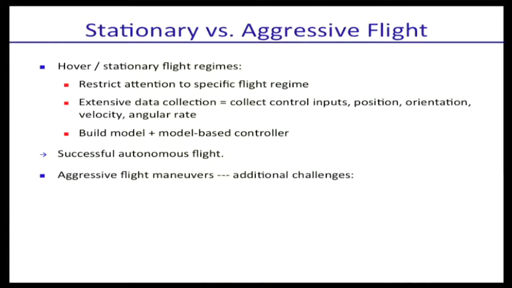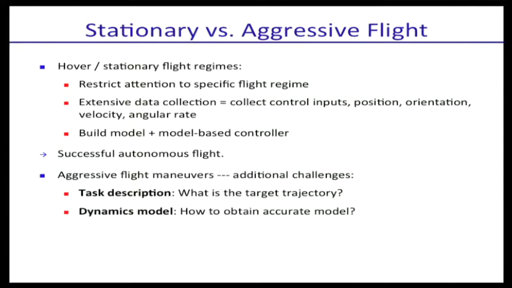Aggressive flight maneuvers have additional challenges. First of all, you need to even know what it is that you're trying to achieve. Maybe we didn't even design the right target trajectory, and that's why it didn't work. It was trying to follow something that's not flyable. Flyable in simulation, not flyable in the real world. And then you need to have a good dynamics model.